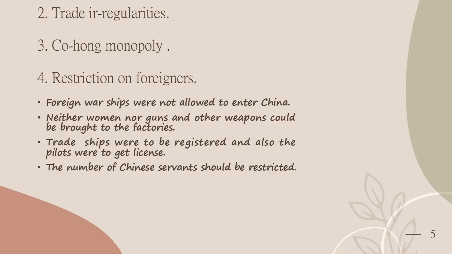The next cause was trade irregularities. There was a great deal of trade irregularities in China by the British traders. Next was the Cohong monopoly. The Cohong merchants were a great barrier to trade in China. Next is the restrictions on foreigners. In 1835, the Chinese emperor passed certain regulations for foreign factories. Foreign warships were not to enter China. Neither women nor guns and other weapons could be brought to the factories. All the rebel boats and ships were to be registered and pilots were to be licensed. The number of Chinese servants should be restricted.